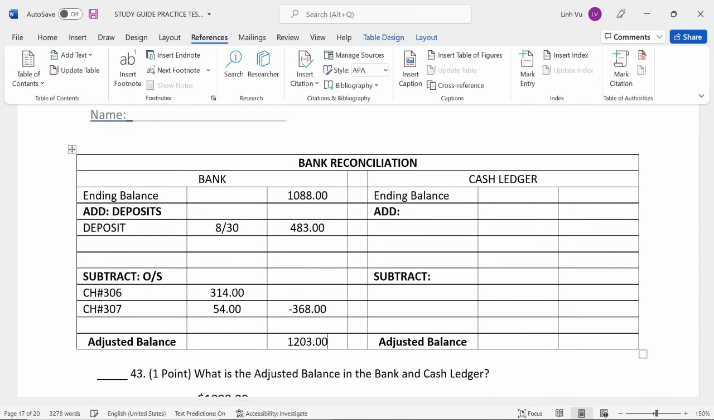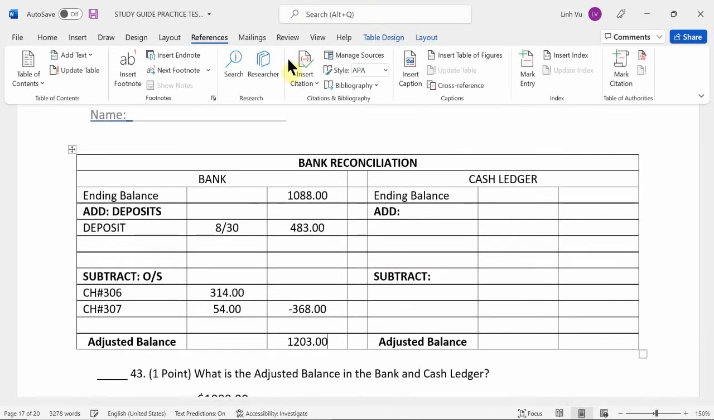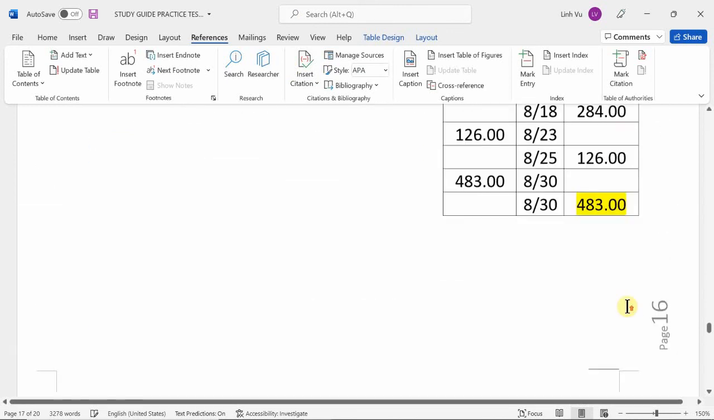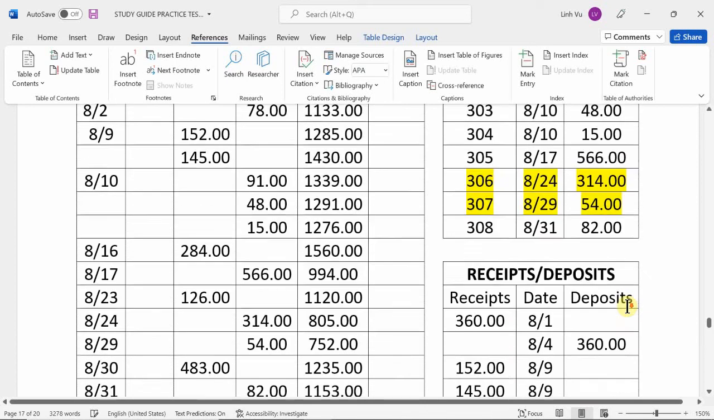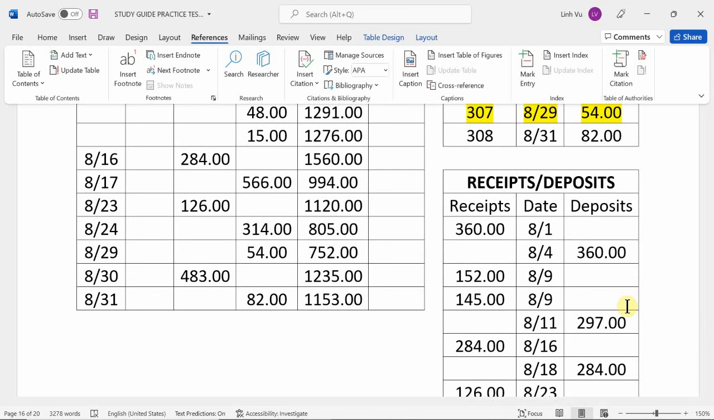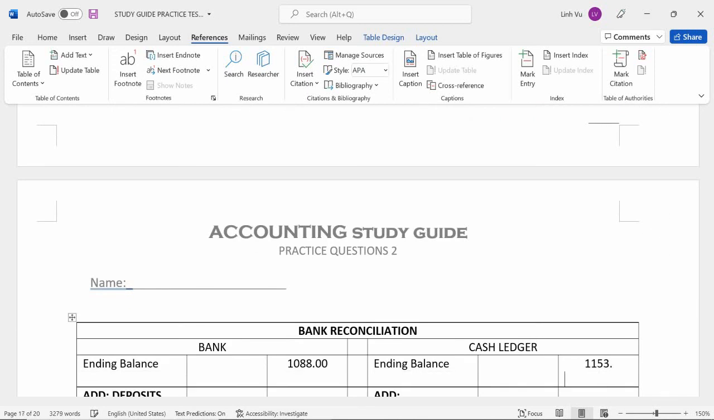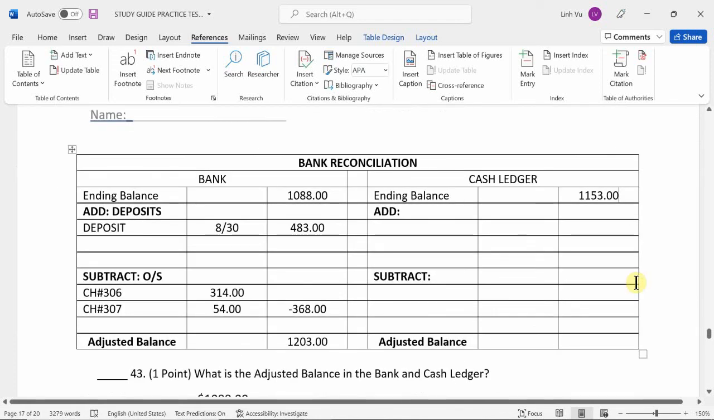1203. Okay? So you're not done there, right? Because you could have a potential error here. So let's take a look on the cash side. Okay? What's my ending balance on the cash ledger? So here's your cash ledger, right? $11.53. That's correct. 1153 is what you have as your ending balance in your cash ledger. Okay?